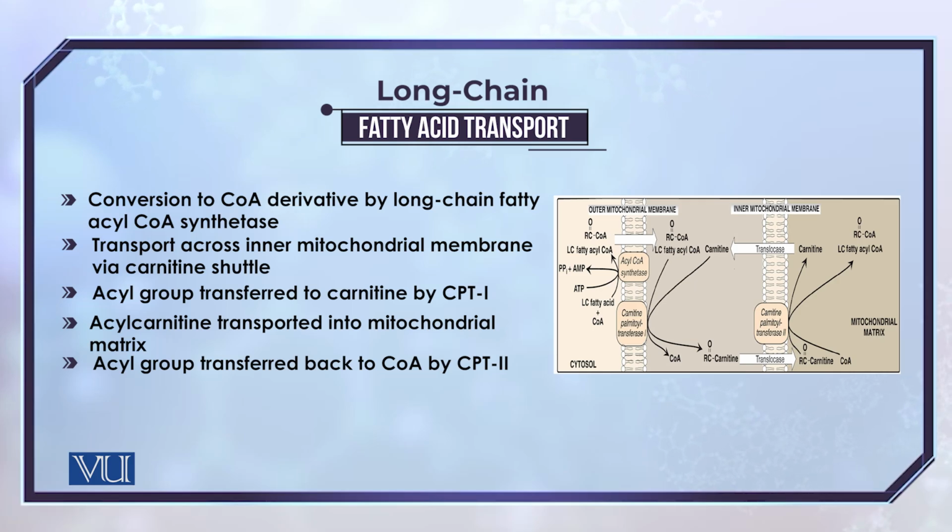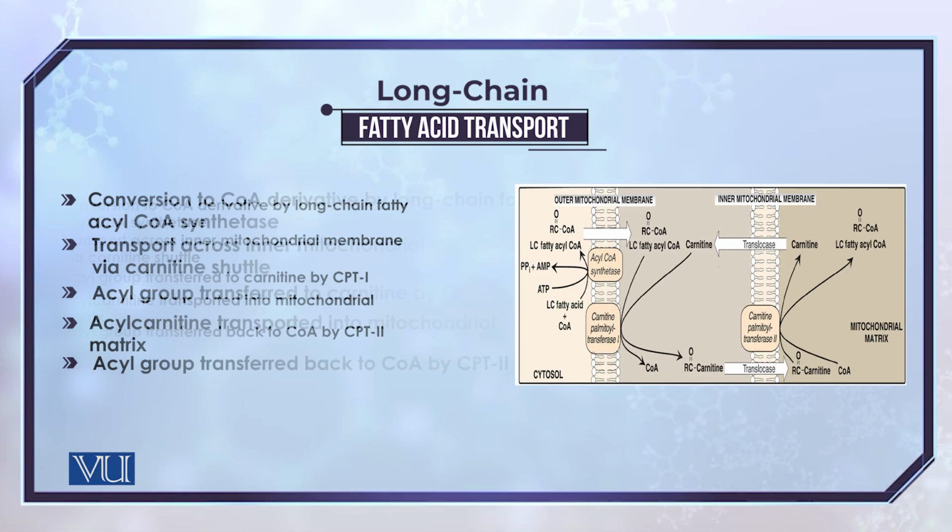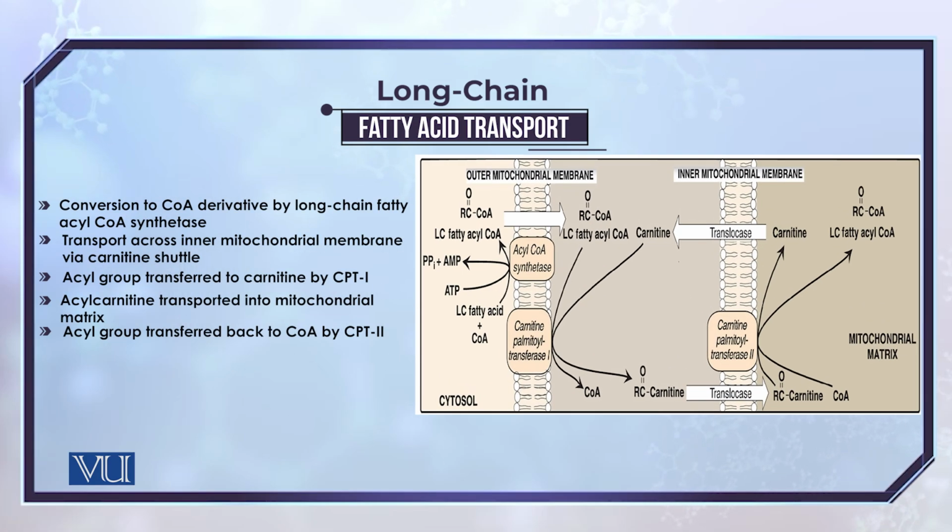First of all, the fatty acid should be converted into fatty acyl CoA through an enzyme known as acyl CoA synthetase. Once it is converted into fatty acyl CoA, it moves through the outer mitochondrial membrane. This one is the outer mitochondrial membrane. It moves from the cytoplasm towards the mitochondrial space by passing through the outer mitochondrial membrane.